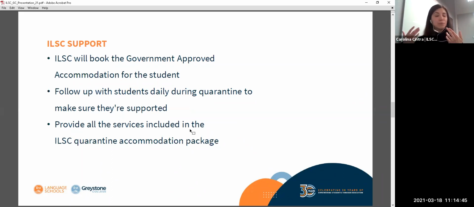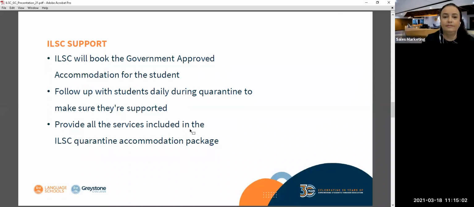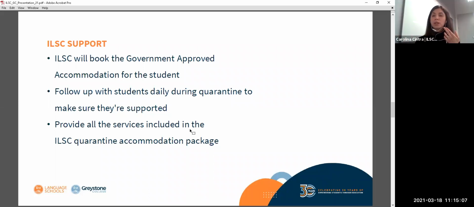So ILSC is more than happy to book the government approved accommodation on behalf of the student. It is very important to understand that we follow the same rules as when the students are booking by themselves. So if the student decided to cancel or if something happens, this booking is non-refundable, but we are more than happy to book on behalf of the student.